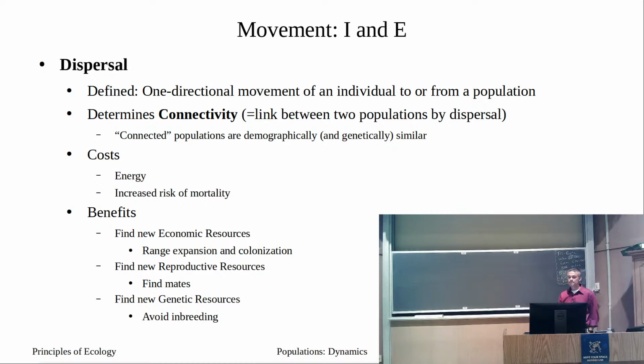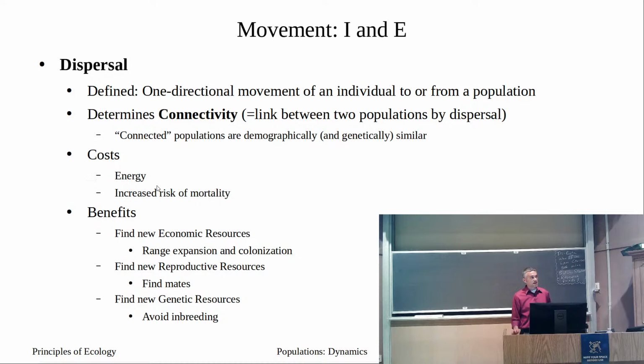The second major cost is an increased risk of mortality. We talked about this in terms of migration. Migration was very energetically expensive. It also resulted in an increase in mortality rates. Why? Because we're moving, we expose ourselves to more predators and different predators. Same thing applies for dispersal. If we decide to move out of our population, to disperse to another population, we expose ourselves to more predators and different predators, and that results in a risk of mortality.